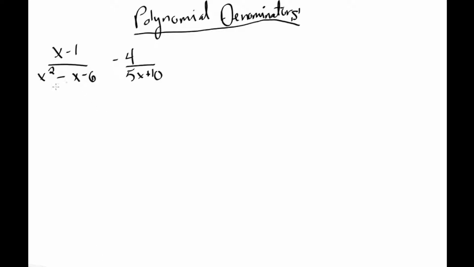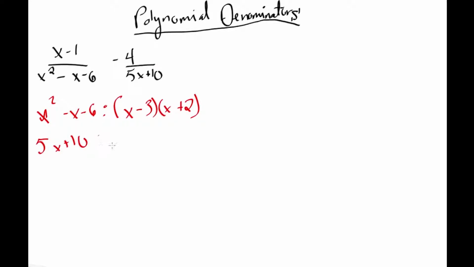We're going to start off by factoring both of these denominators. Let's actually do that in red. So the x squared minus x minus 6. I'm actually just going to write that one right down. And this one factors. That's how we're going to break this one up, to an x minus 3 and an x plus 2. The next one, 5x plus 10. That one is also going to be split up into 5 and then x plus 2.